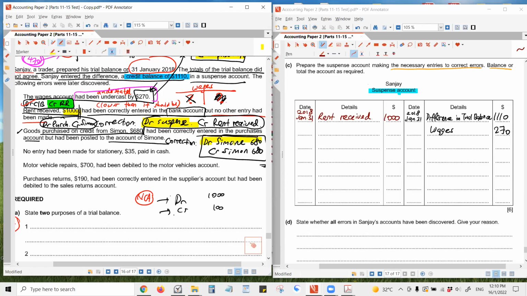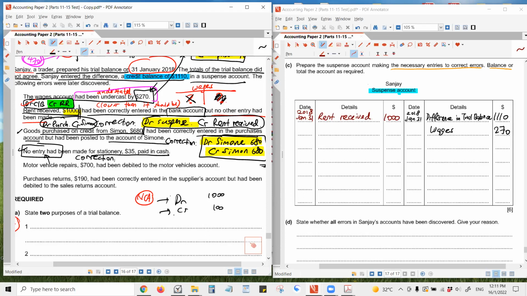Therefore, for this error 3, we are not going to correct it in question C. We won't correct this in question C because it doesn't touch the suspense. Can understand? Yeah, we see the next one. No entry had been made for stationery paid in cash. This is an error of omission. When you do the correction, how would it look like? They have not done anything.